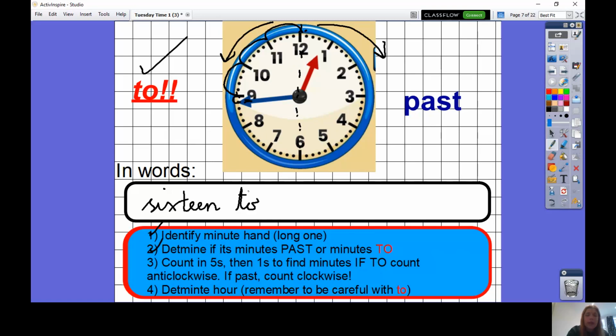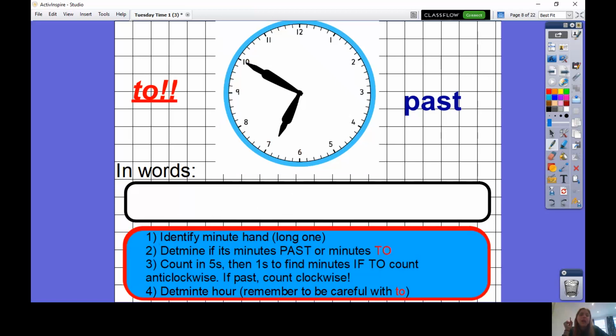to, and now this is the bit that children sometimes find quite tricky. When you're looking for the hour here, I'm not looking for which hour I've just gone past, it's which hour I'm nearly at, because it's a to time, which time have I nearly got to? It's not 16 to 12, I've gone past 12, I'm now nearly at 1. 16 to 1. Okay, let's look at the next one.